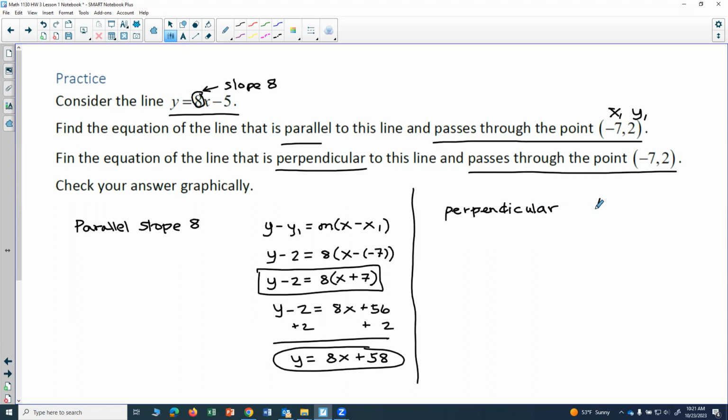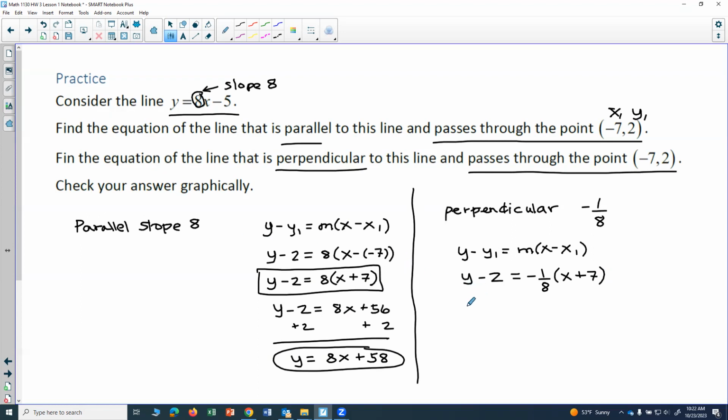So I'm going to take 1/8, a whole number as a fraction; when you flip it, it becomes 1 over that whole number. And I'm going to do the opposite sign, so it will be a negative. Now when I do y minus y1 equals the slope times x minus x1, it will look almost the same, except I'm going to have a slope of negative 1/8. So I'll have y minus 2 equals negative 1/8 times x plus 7. Remember how we said subtracting a negative makes it a plus.